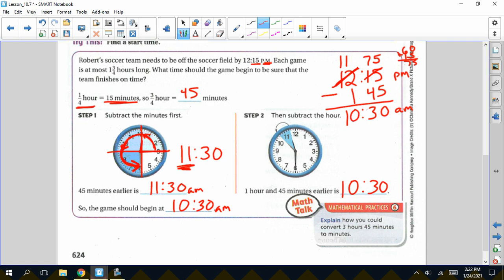And remember, it was PM, but we're working backwards in time. So we cross 12, it goes to AM. 10:30 AM. So you can either count backwards like a clock, or you can subtract and still get the answer: 10:30 AM.